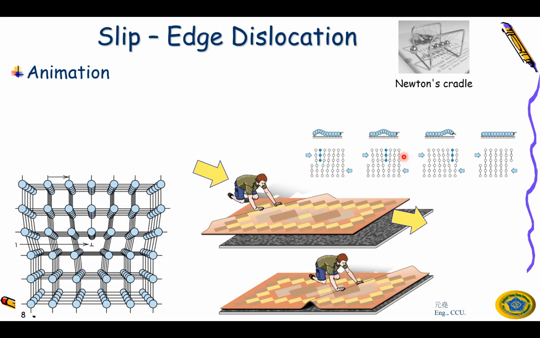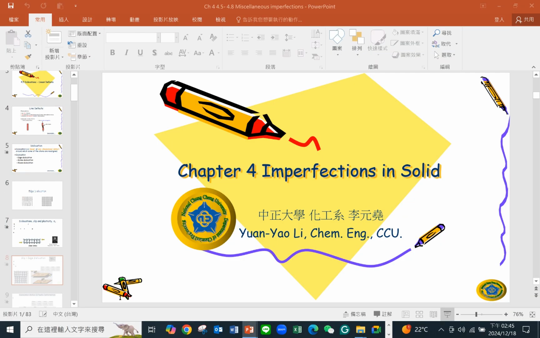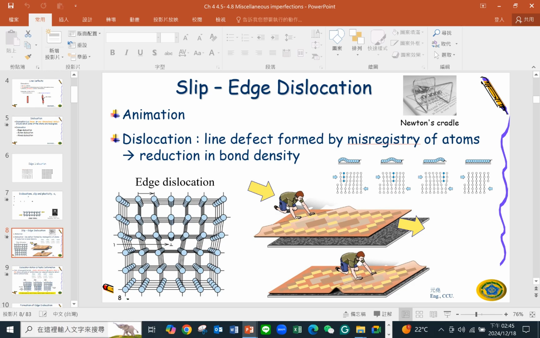So I have an animation for you to let you see how it looks. Again, if you want to move this forward one step, you don't move all in one go. You just move one by one, one by one, and in the end you will reach your target. So let's take a look at the animation first.